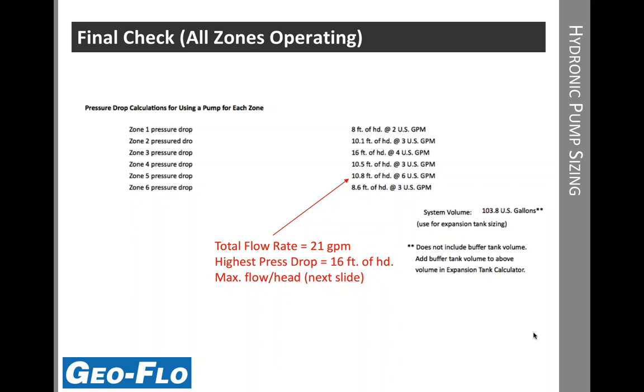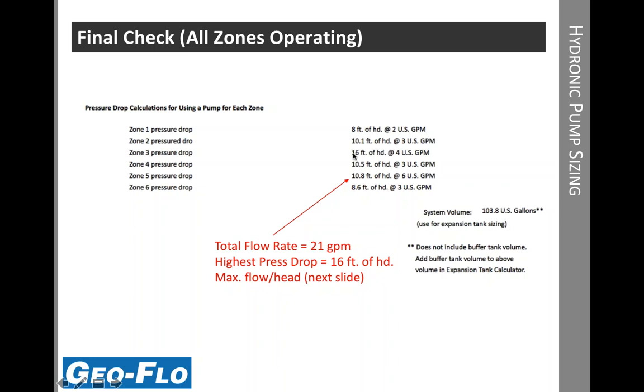Keep in mind when we're using a circulator for each of these zones, we have parallel operations. So each of these pumps are in parallel, and that means we only have the head of one pump. We might have 6 times the flow, but we're only going to have the head of one pump. So to find out what that number is, we simply add up the flow rates, which is 21 gallons per minute, and then we take the highest pressure drop of these zones. In this case, it's 16 foot of head.